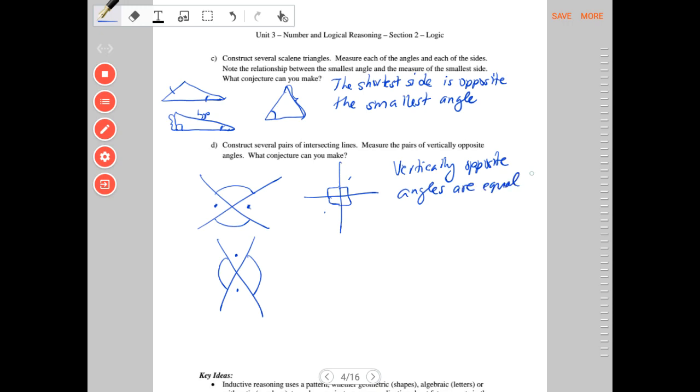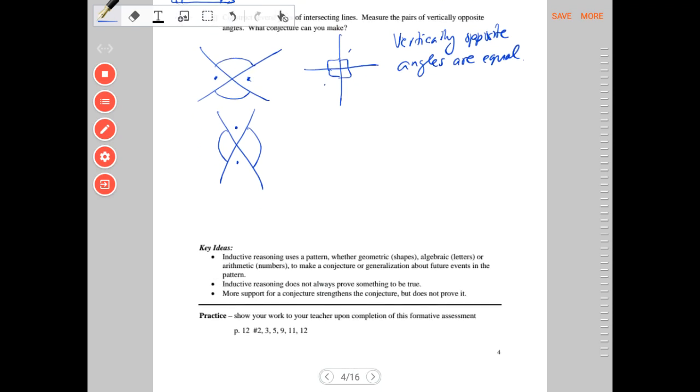Now, it seems like we can just say whatever we want, but you really should be basing your conjectures on a few pieces of data, at least 3. Okay, some key ideas for this section. Inductive reasoning uses a pattern, whether geometric, shapes, algebraic, letters, or arithmetic, numbers, to make a conjecture or generalization about future events in the pattern. Inductive reasoning does not always prove something to be true. More support for a conjecture strengthens the conjecture, but it does not prove it. So the key idea behind inductive is you have to have lots of data, and it does not prove it. It just shows you that the pattern is a pattern.